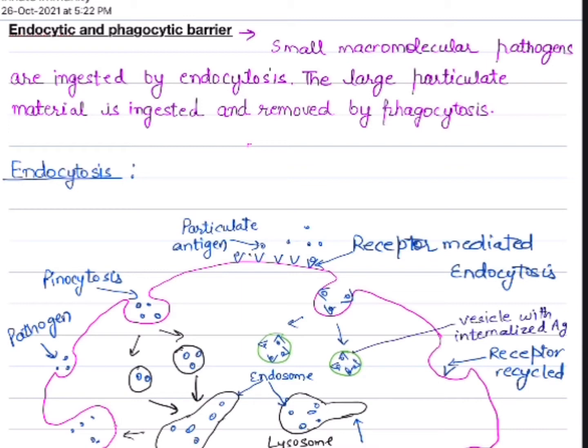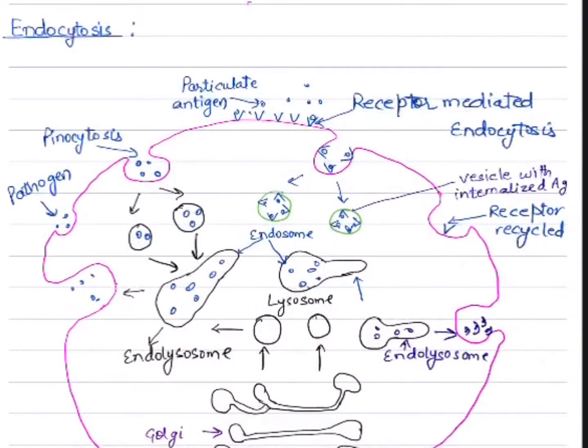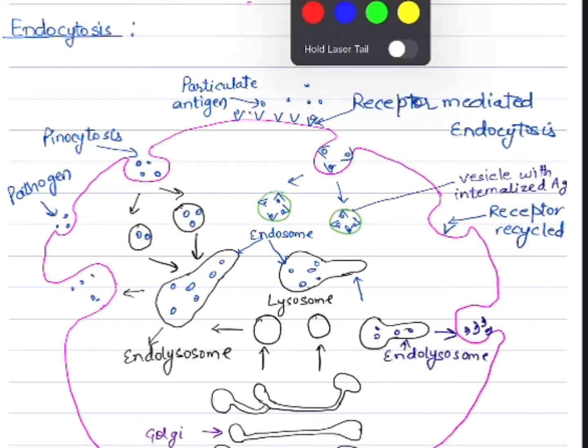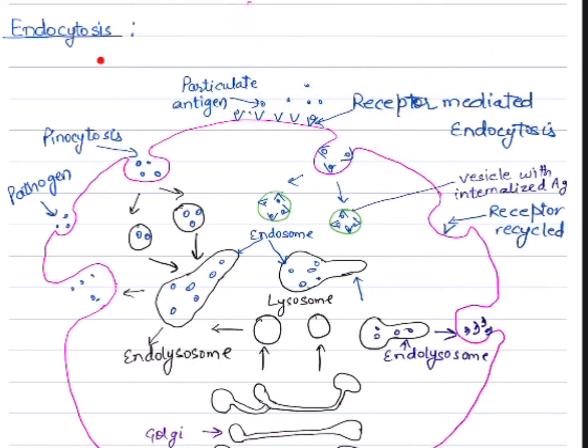We can see here in the diagram that there is a plasma membrane. This is the plasma membrane of the cell, and whenever a pathogen or an antigen comes in contact with the plasma membrane, this is the particulate antigen, and it's coming in contact with the receptors. So this is receptor mediated endocytosis. Receptors are specific for these pathogens, so they can help in internalizing. This is pinocytosis, and this is receptor mediated endocytosis. Pinocytosis is for small molecules, we also call it cell drinking.